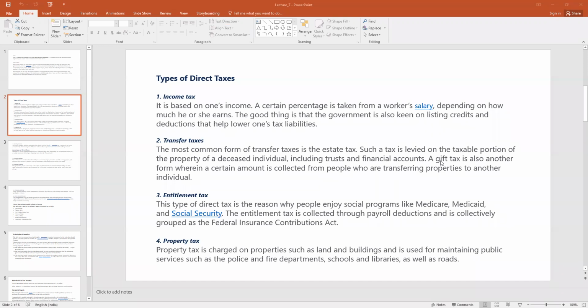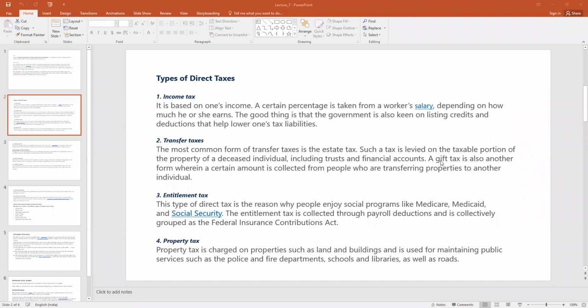Yes, sir. This is called transfer taxes. Whenever individuals are transferring their properties or values of resources or money to other parties or to a trust, in terms of a gift or a donation, that will be charged as tax. That is called transfer taxes.